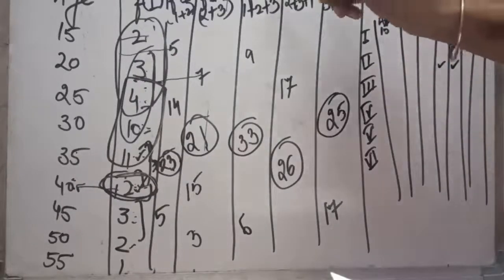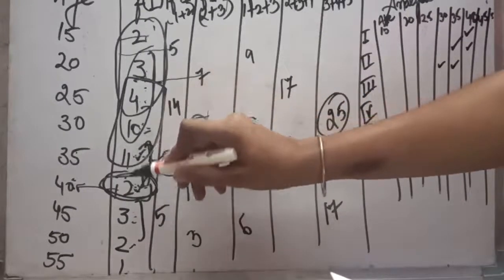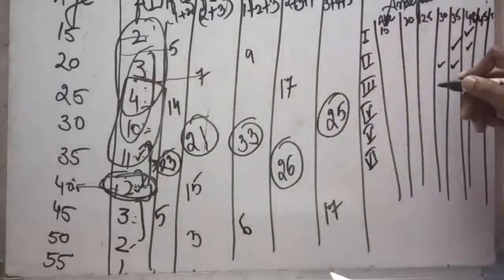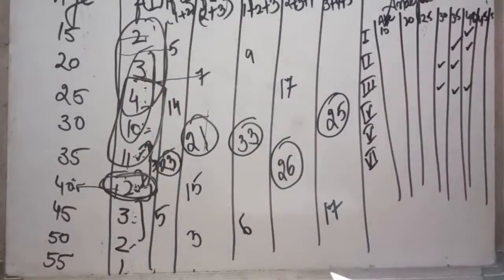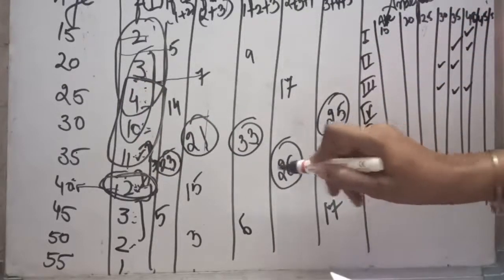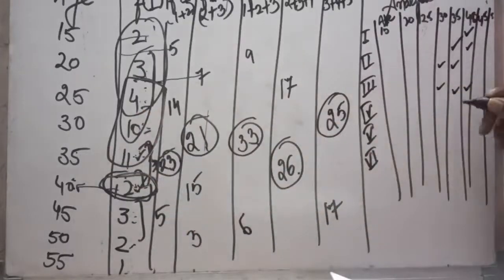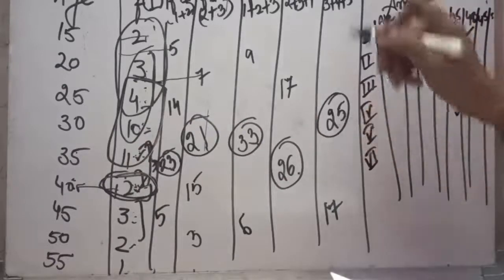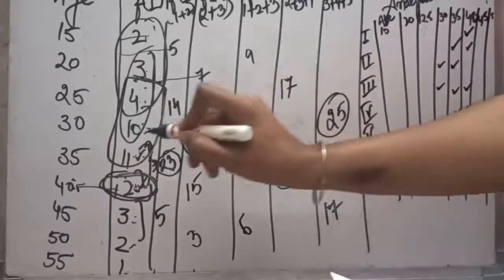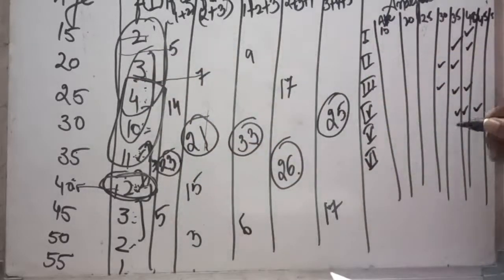In frequency number 4 our value was 33, and it was a merger of 10, 11, 12, that is 30, 35 and 40. In the fifth frequency our total was 26, a merger of 11, 12 and 3, that is 35, 40 and 45. And last, 25, that is frequency number 6, was a merger of 4, 10 and 11, that is 25, 30 and 35.